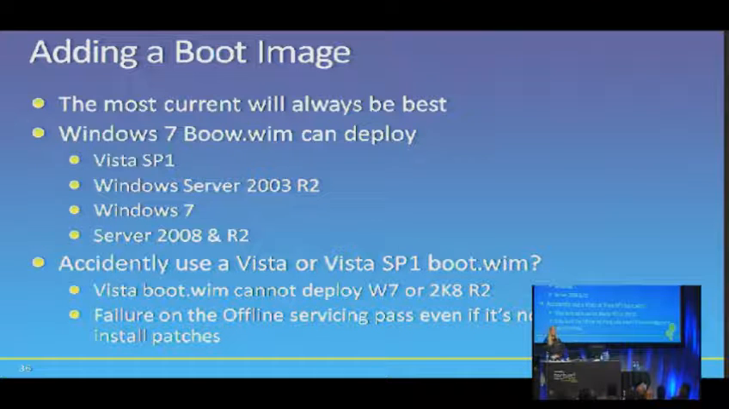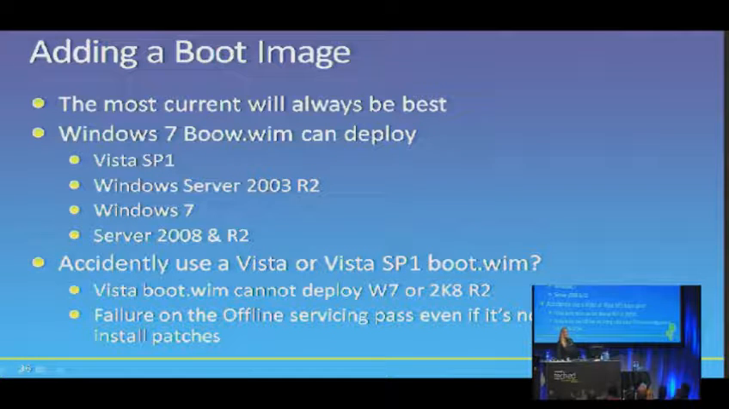Okay. So we've talked about installing WDS, configuring it. Now you've got to add your boot images. These are pretty quick, and I've already talked to you about adding the boot.wim off of your DVDs. The Windows 7 or Server 2008 R2 is the boot.wim you want to use. Always use the latest and greatest boot.wim.